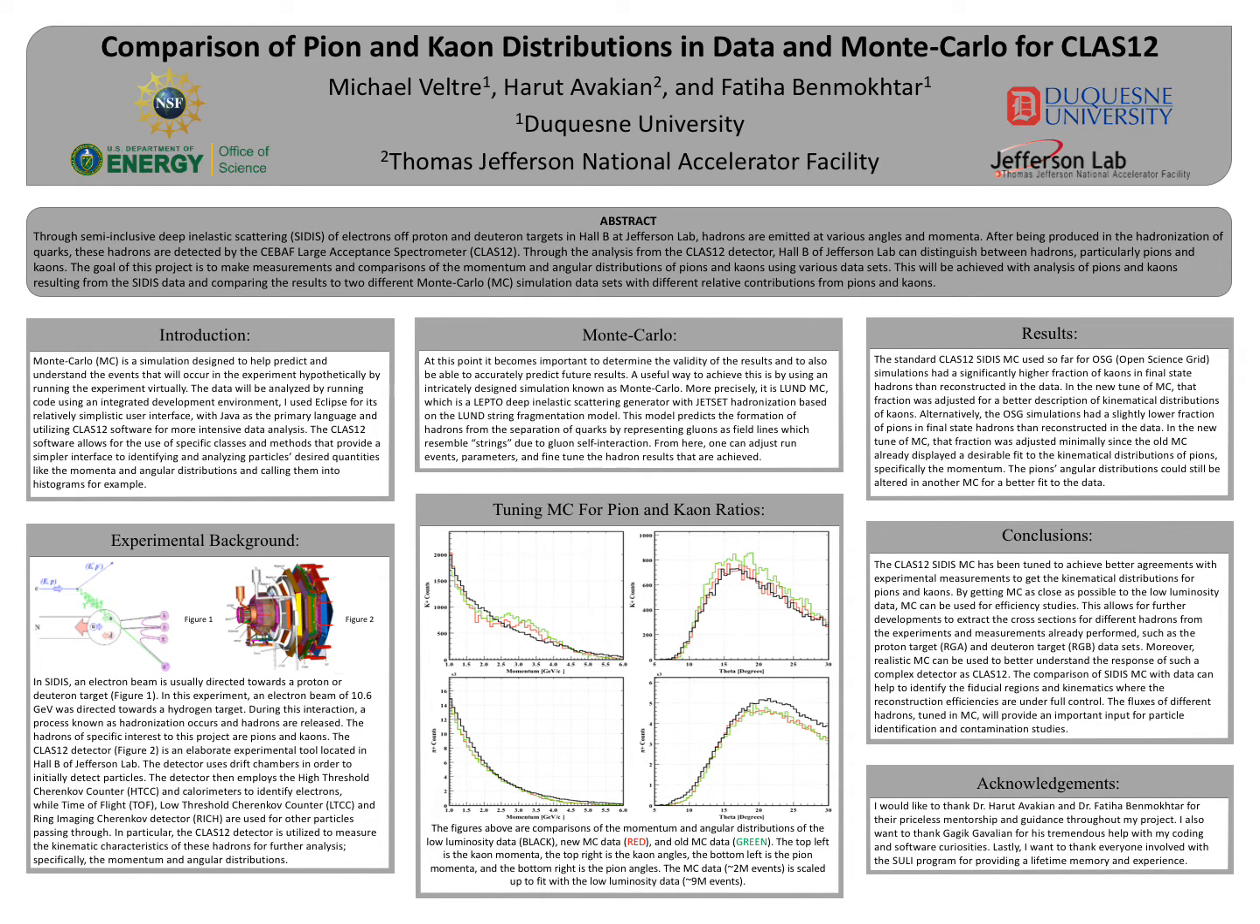Through the analysis from the CLAS12 detector, Hall B of Jefferson Lab can distinguish between hadrons, particularly pions and kaons. The goal of this project is to make measurements and comparisons of the momentum and angular distributions of pions and kaons using various datasets. This will be achieved with the analysis of pions and kaons resulting from the SIDIS data and comparing the results to two different Monte Carlo simulation datasets with different relative contributions from pions and kaons.